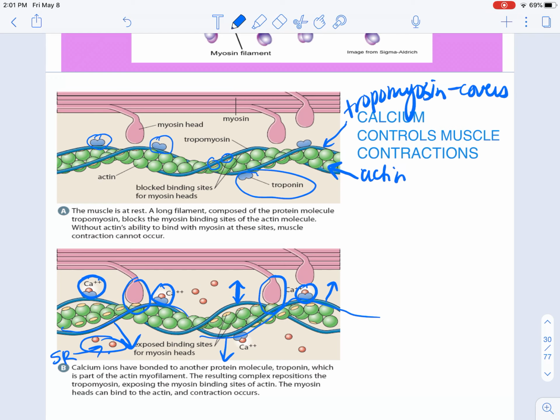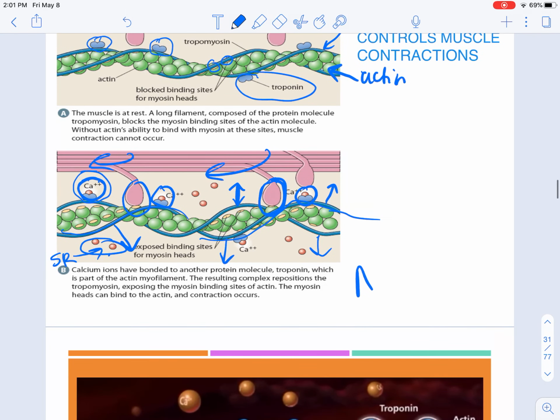Tropomyosin, the licorice looking thing, pulls away. As soon as the calcium clicks on, the tropomyosin pulls away, which allows the myosin heads to stick onto the binding spot of actin, and it's going to pull. This myosin is going to flex and pull along the actin, and we will use ATP to detach those myosin heads. And if we still have calcium there, we will have that contraction.